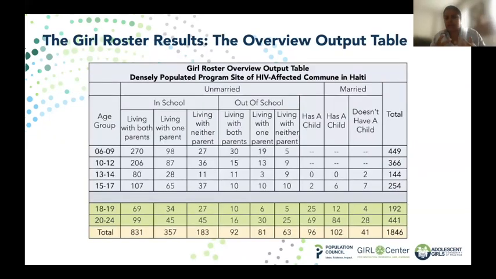When you collect all this information, it gets spit back out, and this is something that we've provided technical guidance on how to do. It gets spit back out, so to speak, into what we call output tables. And this is just one example of the tables that are provided. This is the overview. And this was actually done with a densely populated site in a very HIV affected commune in Haiti post-earthquake from 2010.